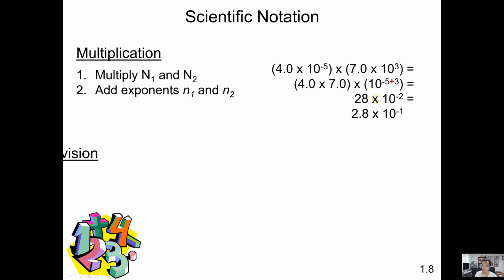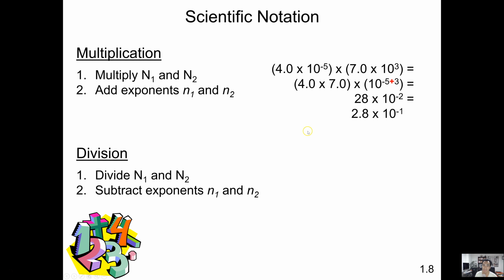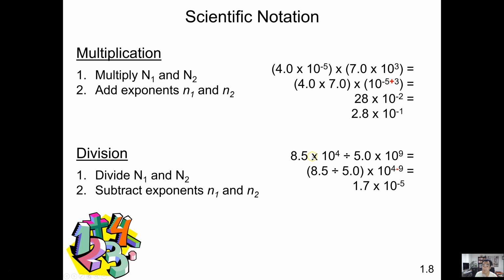All right. Once you do that, let's talk about division. Division is going to be very similar to the other one, but instead we'll be subtracting the exponents. So you're going to have n1 and n2, and you're going to subtract the exponents of n1 and n2. Here's an example: 8.5 times 10 to the 4th divided by 5.0 times 10 to the 9th. You would divide 8.5 by 5, and then subtract the exponents, 4 minus 9, which would give you negative 5, so 1.7 times 10 to the negative 5.